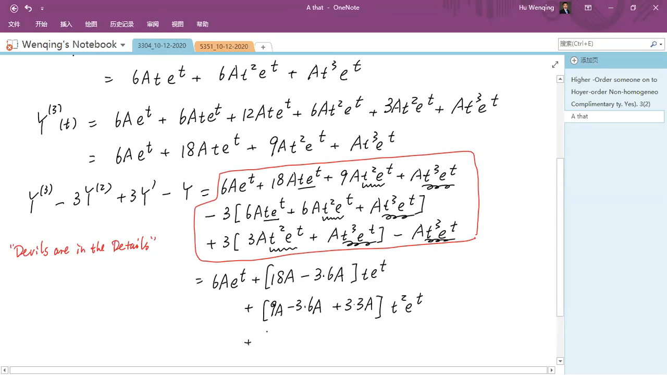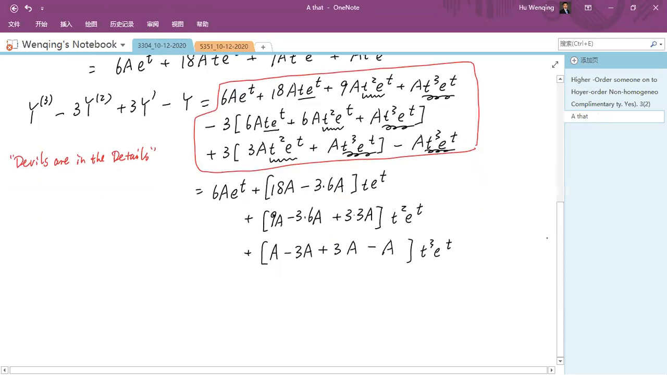And then the next term is t cubed e^t. And what are these terms? Well, there is an a, and then there's a minus 3 times a, and then plus 3 times a t cubed, and then minus a. So you have all these terms.